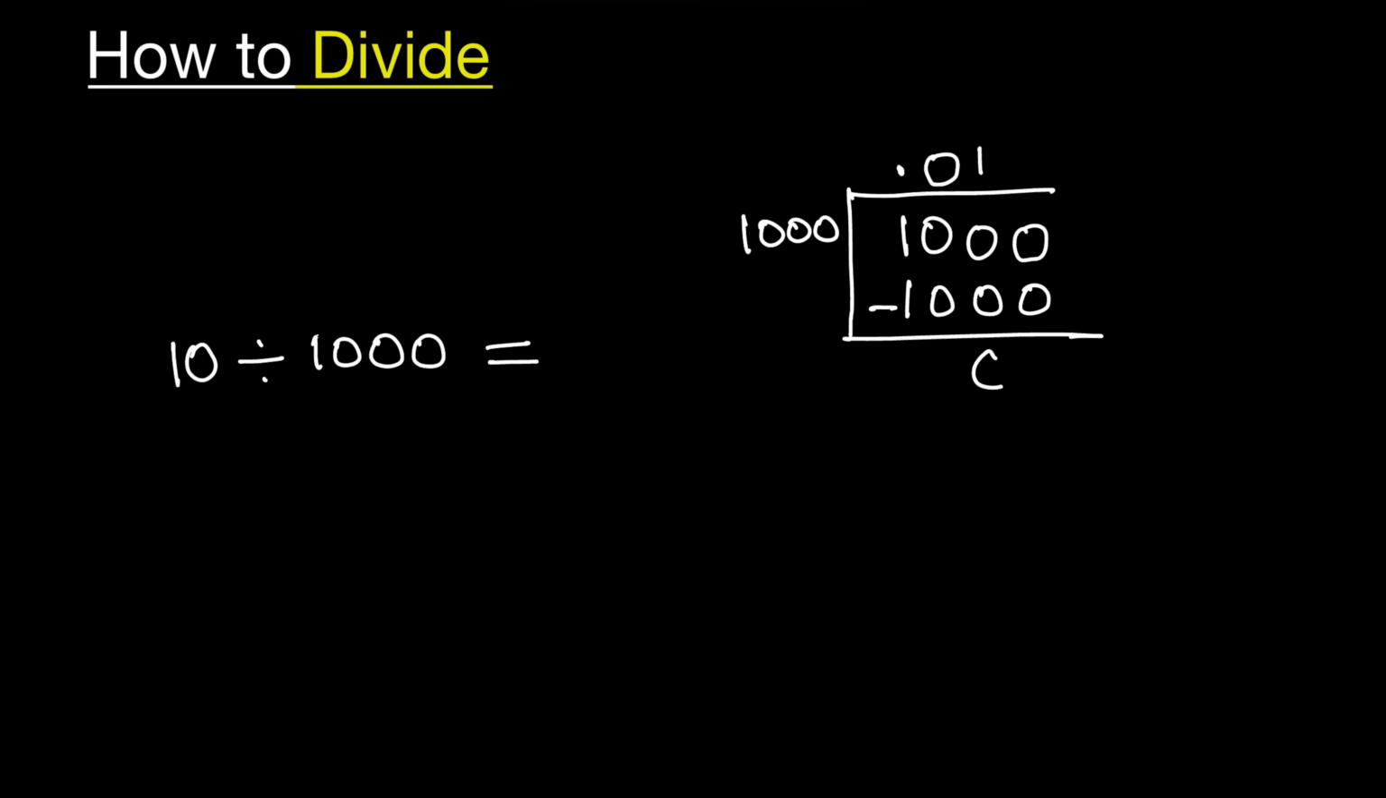Subtract, we get a 0. As we have got the number 0, so we will stop. Therefore, 10 divided by 1000 is equal to 0.01, and this is our final answer.